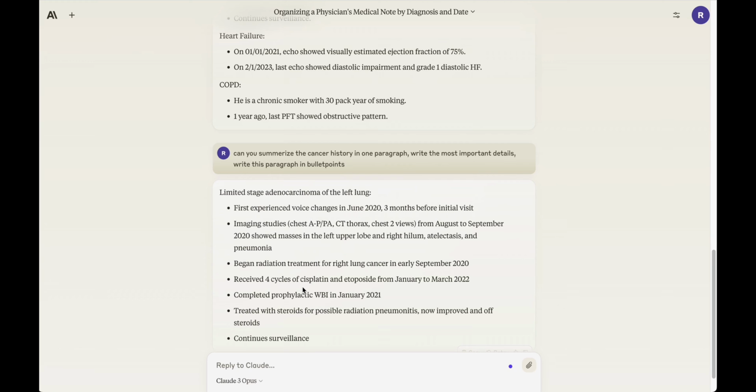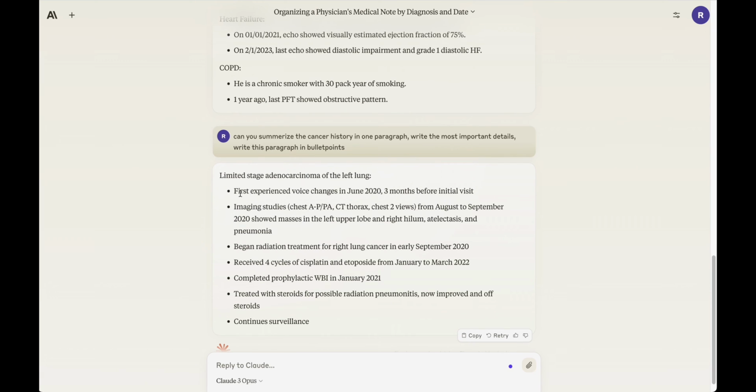Of course, it still needs a physician's insight. For example, I might omit some details, like first voice changes in 2020, or imaging studies. Different physicians have different ways of writing their notes. So physician supervision is still important here.